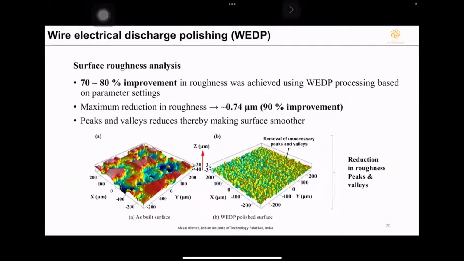Yeah, these are the topographical representations of the surface before and after. So this is as received. As received means the component which just came out from the printing chamber, and this is after WEDP.